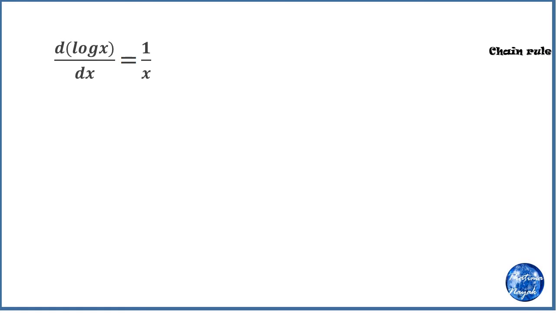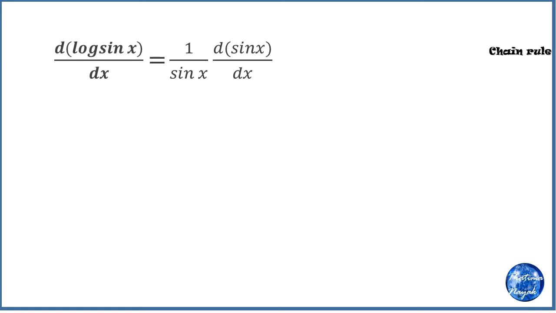Now log x derivative is 1 by x, base e. If I want to do log sin x, that means function fx is equal to log and gx is equal to sin x. So first log will be differentiated. It will be 1 upon sin x into gx derivative, that will be sin x derivative. So it will be cos x by sin x, or this will be cot x.